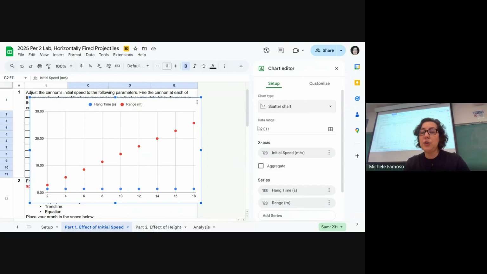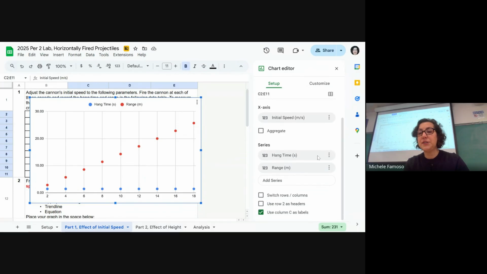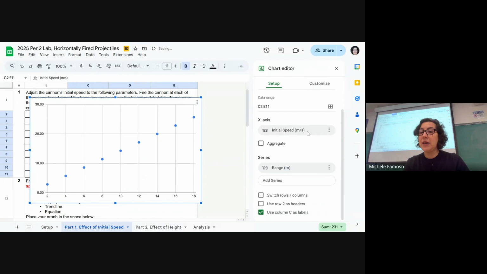You notice your data range should say C2:E11. The x-axis should say initial speed in meters per second. Is everybody with me? Okay, come on down and you'll see under series, it's showing you 2 sets of data points, the hang time and the range. We do not want the hang time on this. So do you see how there's 3 dots on the right? Click those 3 dots to the right of hang time and say remove. Now we're just going to have the initial speed and the range on our graph. Okay? Now we can go to customize this.